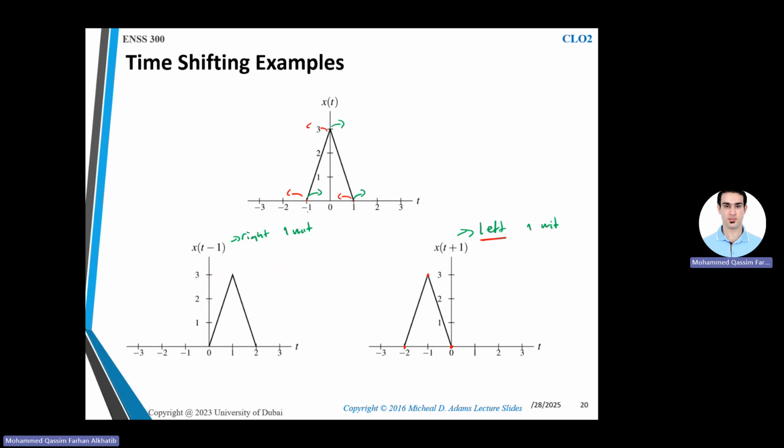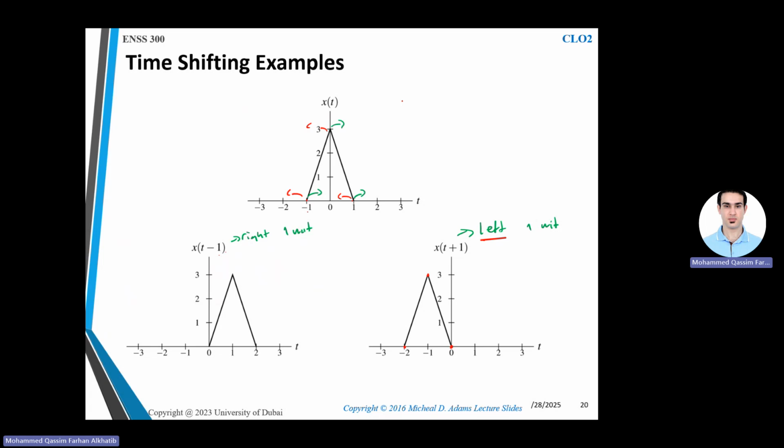Time shifting examples. So here, t minus 1, that's shift to the right by 1 unit. Take the function as it is, the shape, and shift it to the right. Similar thing here. And I highly suggest in the quiz and the exam, bring a pencil. Sometimes you make mistakes. If you draw with ink, it will be hard to fix errors. Pencil is perfectly fine.